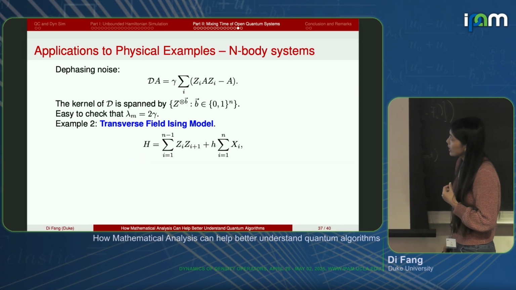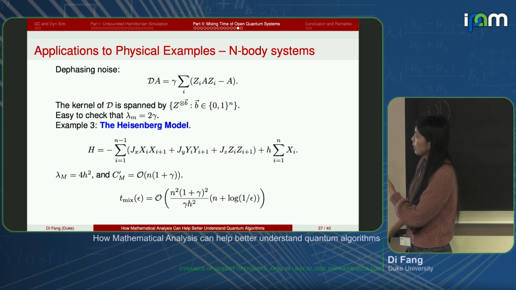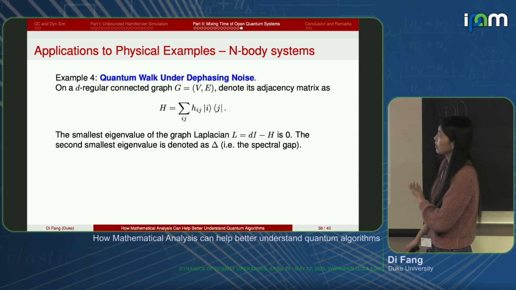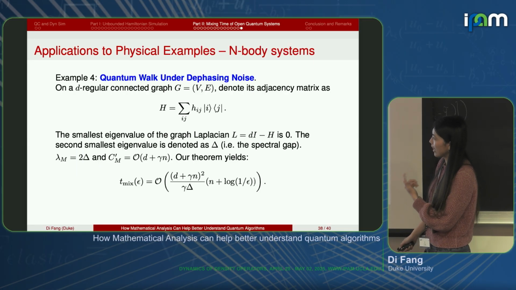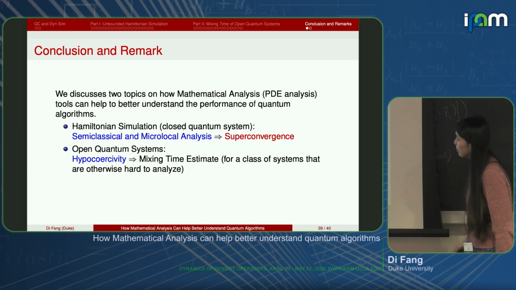There are a number of examples that we can quantify, such as dephasing noise, the transverse Ising model, the Heisenberg model, the quantum walk, and so on. I'm running out of time, but for all of those I can prove it. They are poly(n). So this part is just some applications.